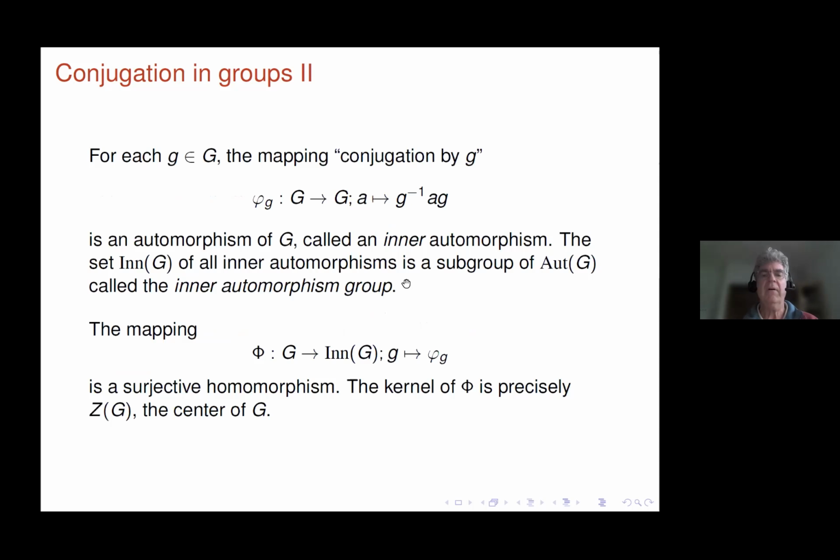Now, for each element of the group, the corresponding mapping, conjugation by that element, is an automorphism. And I'm just going to be consistent. I hope I'm consistent throughout the slides. I'll use phi sub g for this map. This is the part where all students, of course, bemoan the fact that for some reason conjugation doesn't have a standard symbol.